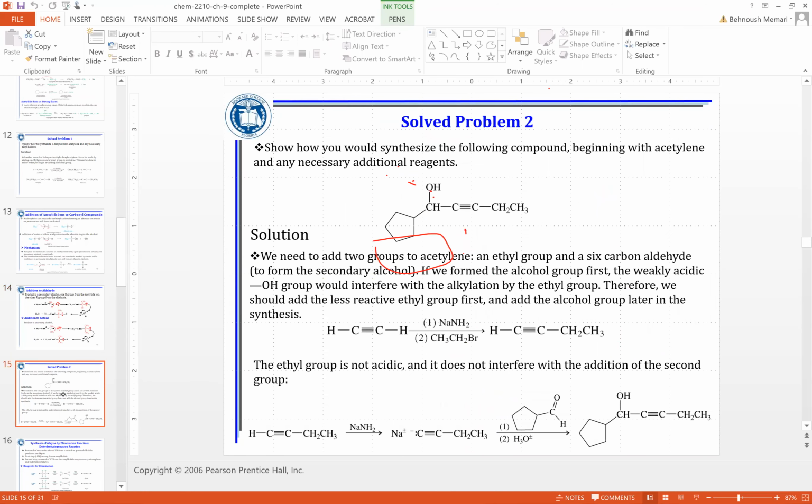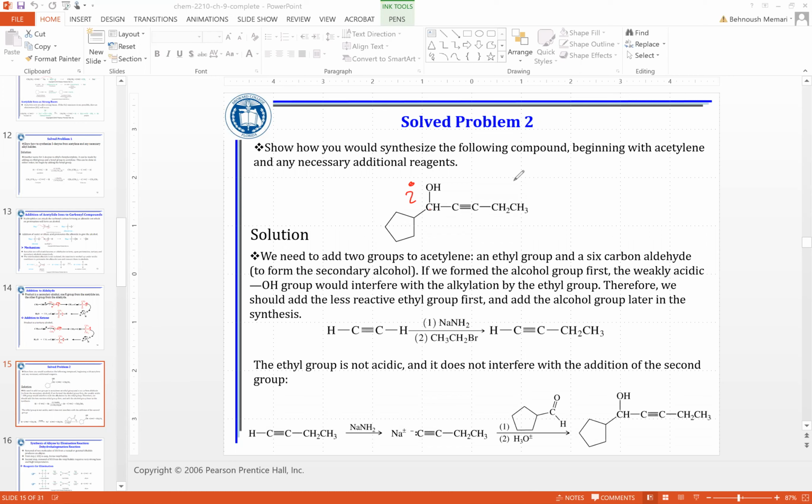So in this example, you're trying to make this alcohol. First of all, you have to find out that this is a secondary alcohol, because this is a secondary carbon. If it's a secondary alcohol, then what should your carbonyl group be? Your carbonyl group must have been an aldehyde, because your product is a secondary alcohol.